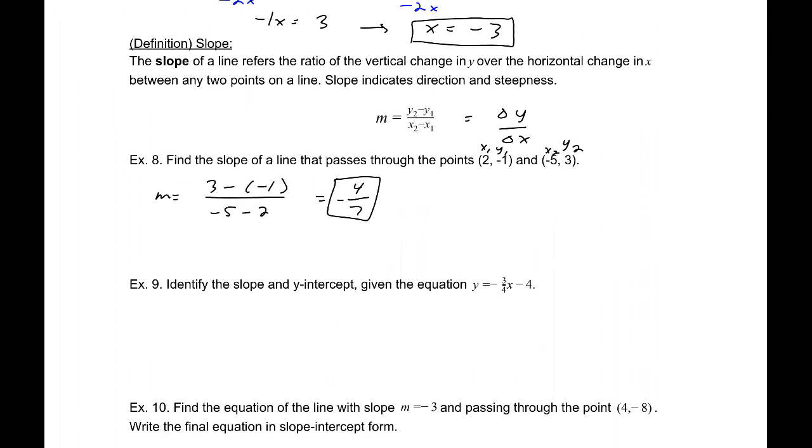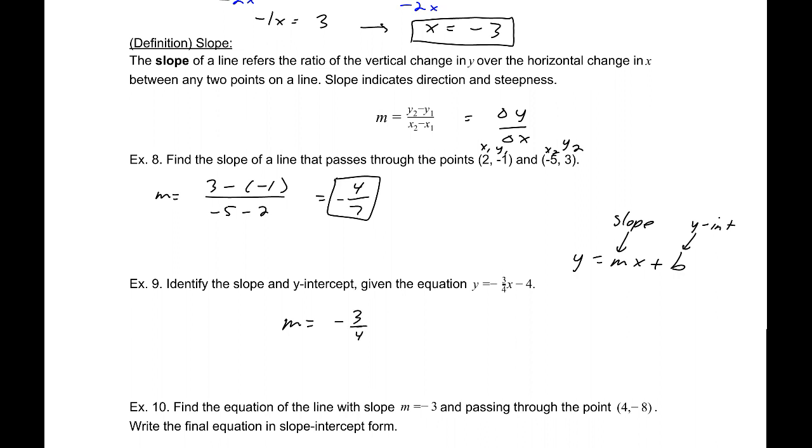Example 9, identify the slope and y-intercept given an equation. The equation that's being used here is y equals mx plus b, where m is our slope and b is our y-intercept. So when we get to graphing, we're going to see that. In this case, our slope is negative 3/4, and our y-intercept is negative 4, or the point (0, negative 4), as we'll see when we graph that.